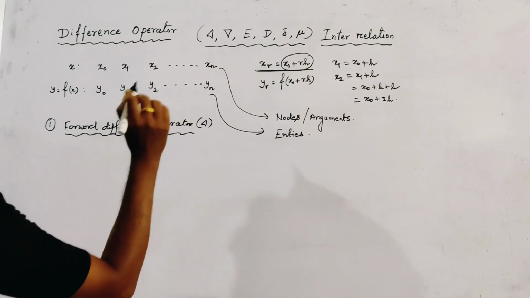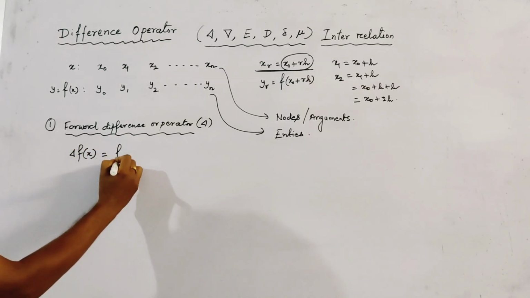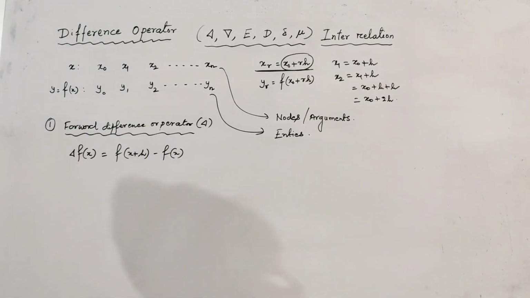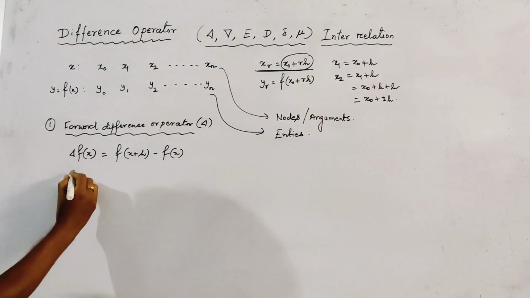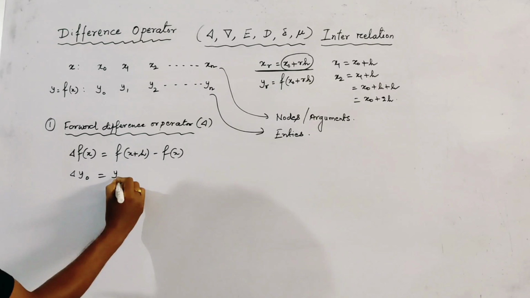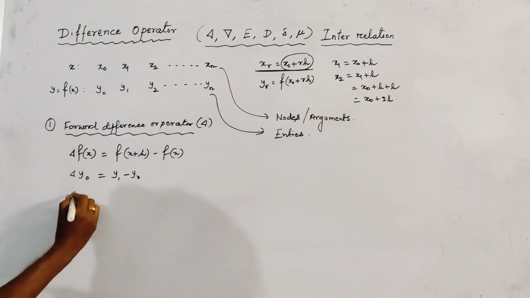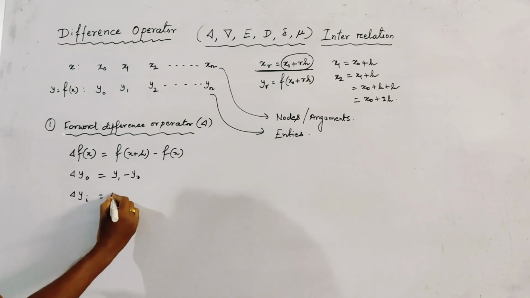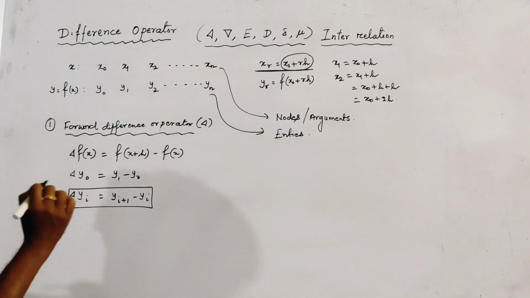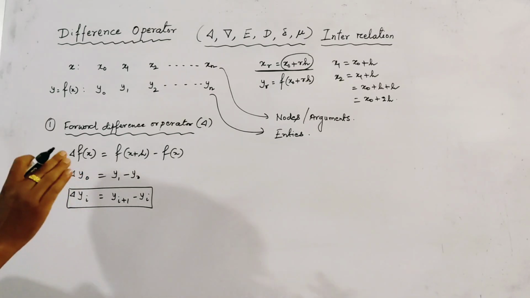The forward difference operator is defined as delta f of x, which is given by f of x plus h minus f of x. So if we write delta y0, we get y1 minus y0. Similarly, delta yi is yi plus 1 minus yi. This is the definition of the forward difference operator, and obviously this is the first order forward difference operator.